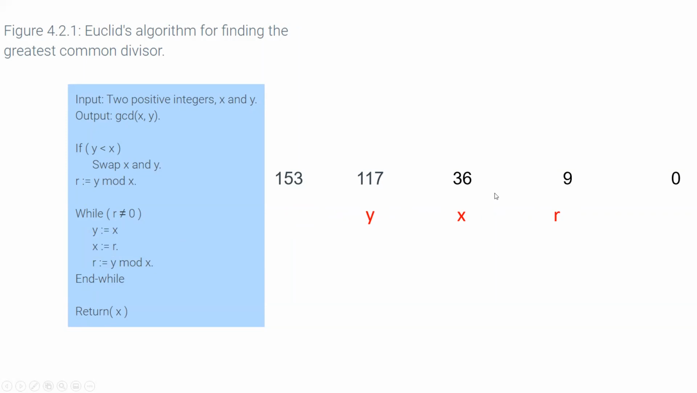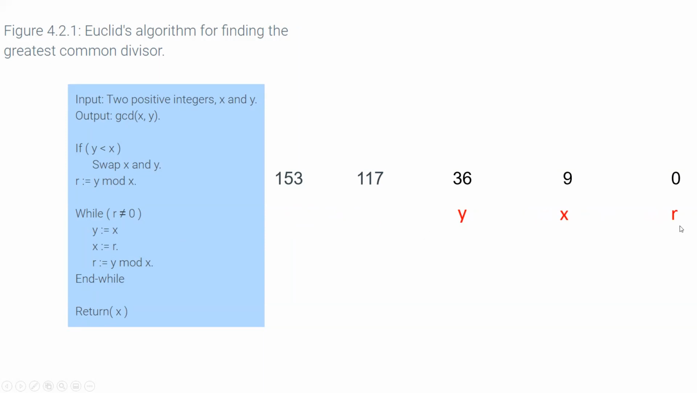And so we did that, but now we keep doing it. We keep moving down until R becomes 0. So we're going to move down again. We move those down again. And when we get to this point, we have a brand new X and Y, right?